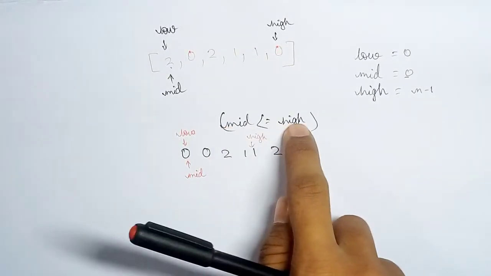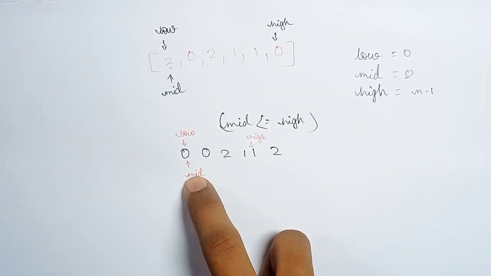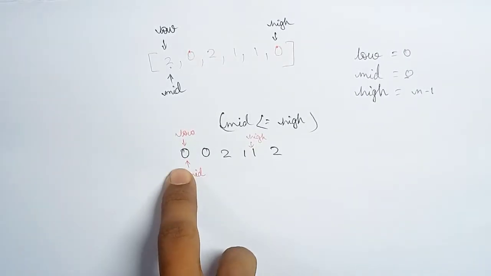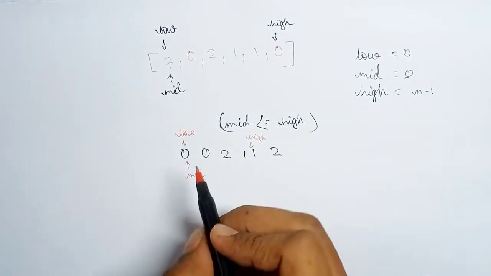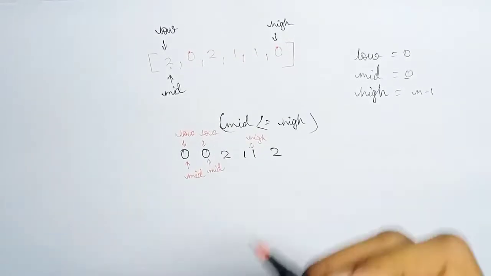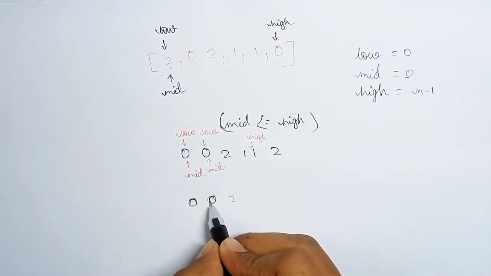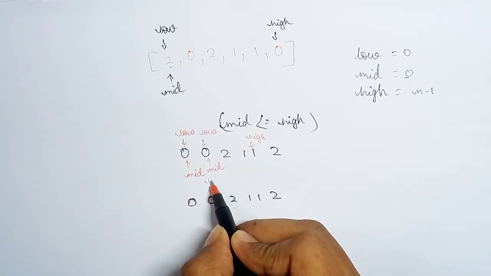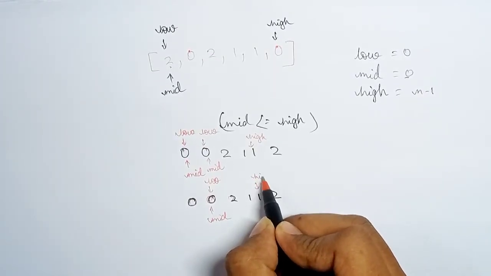Now it checks the loop condition. The condition is again satisfied. We check the value at the position of mid. It's now 0. So when we get 0, we swap between low and mid. 0 swapped with 0 is nothing else but 0. So we move both low and mid one step ahead. After this pass, the array is 0, 0, 2, 1, 1, 2. Now low and mid are pointing here and high is pointing here.